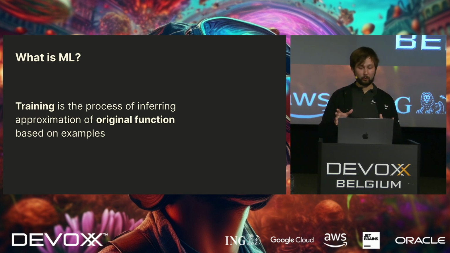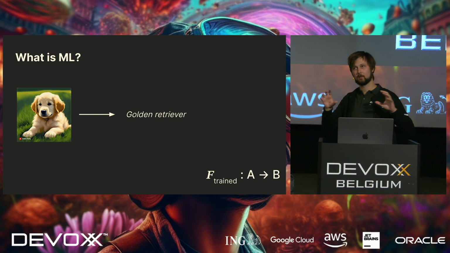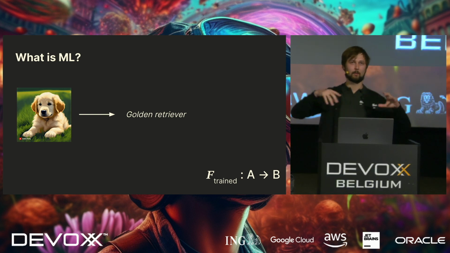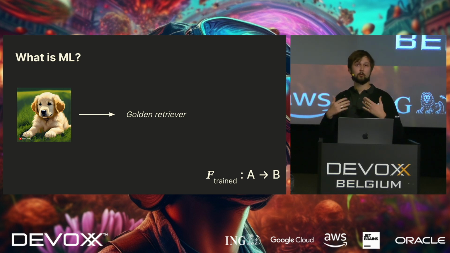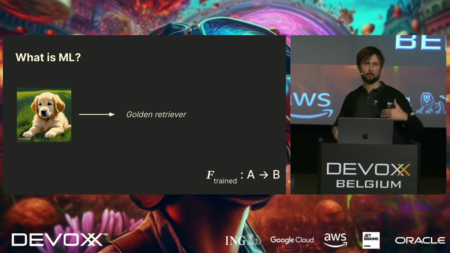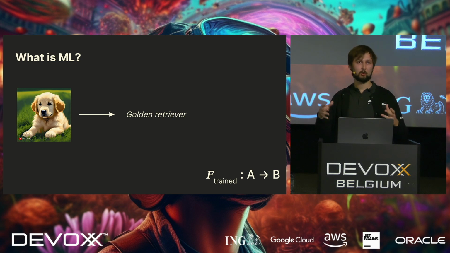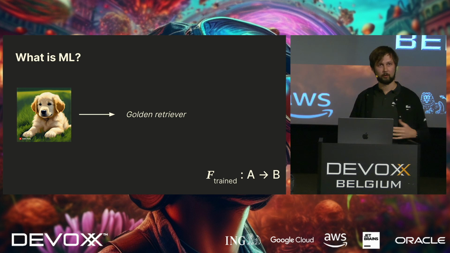Training is the process of inferring an approximation of the original function based on examples. What does it actually mean? We have a lot of examples of golden retrievers, and we train some function. The function that we are training is called, in most cases, architecture. It's a function that can be changed to approximate something. We train it to tell us that this is a golden retriever, this is not. So in the end, we get a function that, based on the examples that we have, tells that this is a golden retriever, this is not, with some accuracy, like 98%.